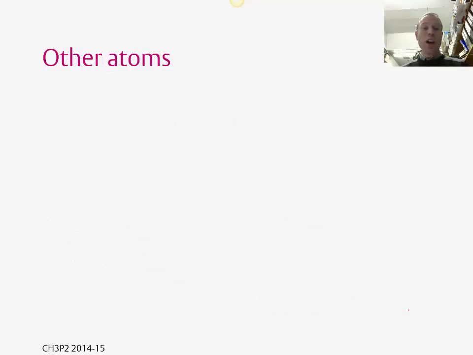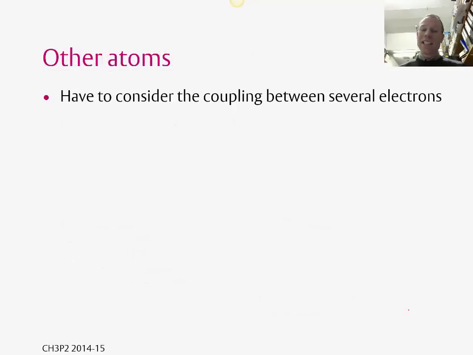If we now move on to other atoms, it gets a little bit more complicated because we need to start considering the coupling between the various electrons in the incompletely full orbital. So we need to ask ourselves, how do we do this? Which order do we couple them in? And does this affect what answer you get?